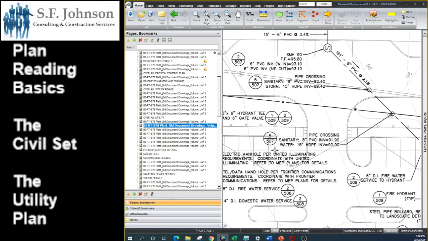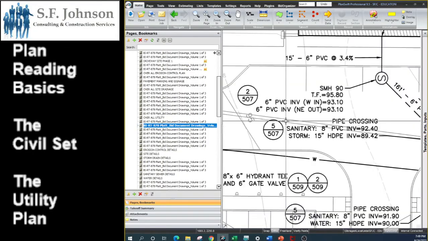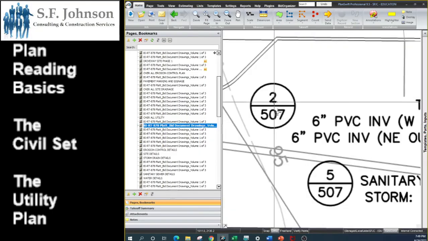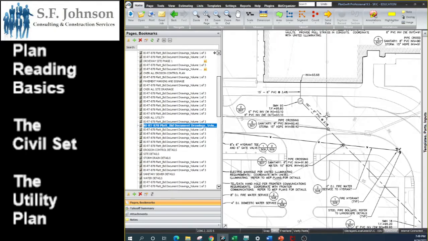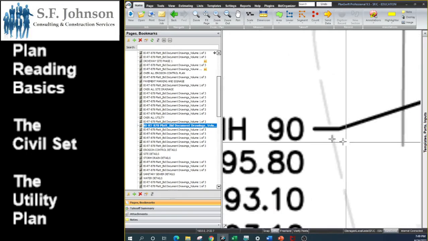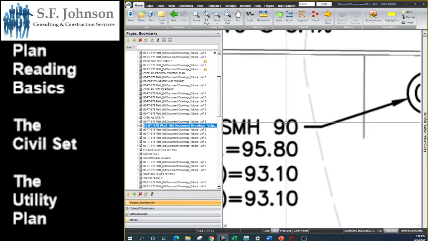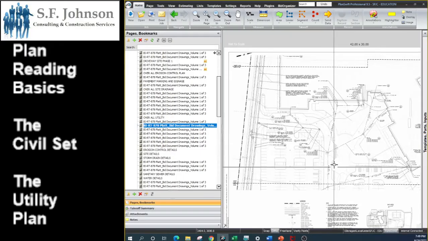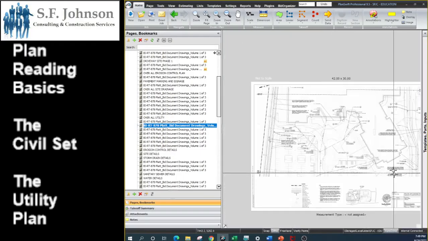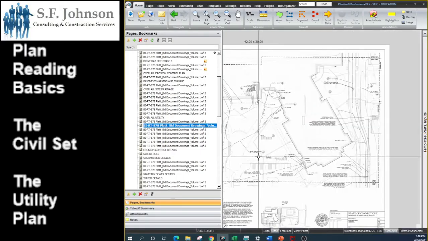Then you count them all, and you realize they're all 2/507. And you spend an extra hour counting 90 of them. You know what I mean? So take it from me. Don't do it.